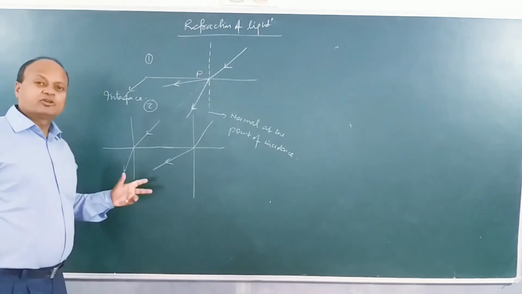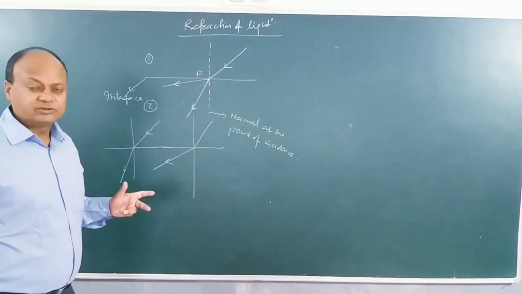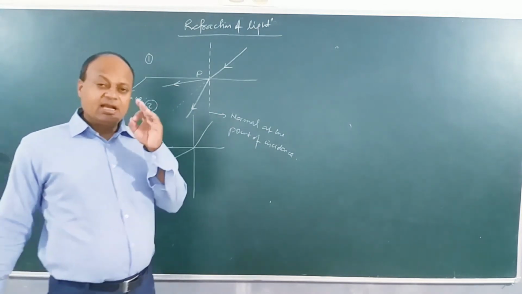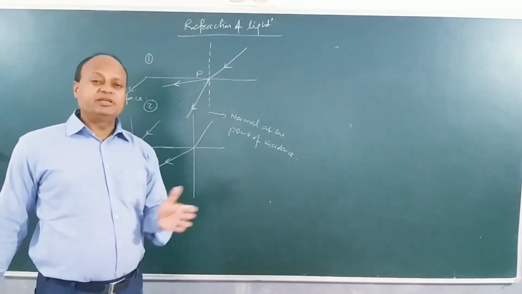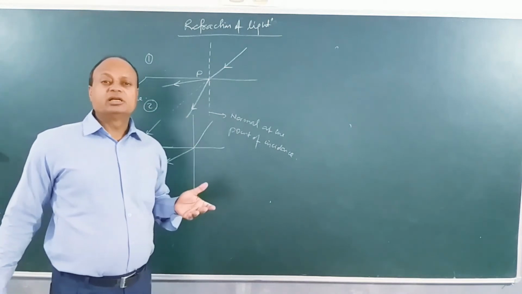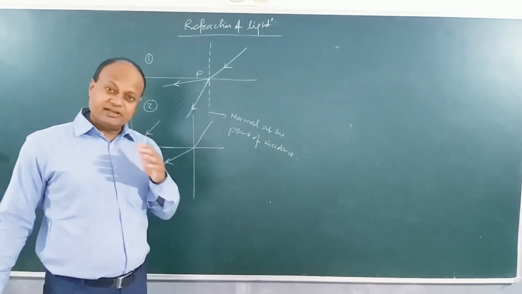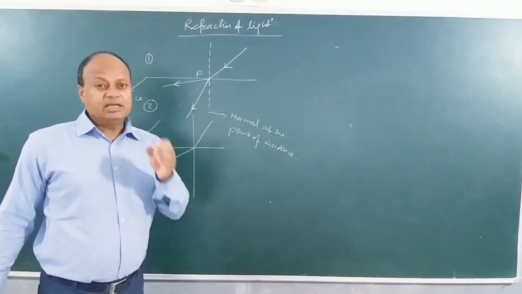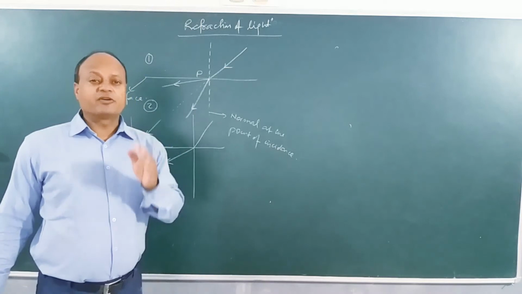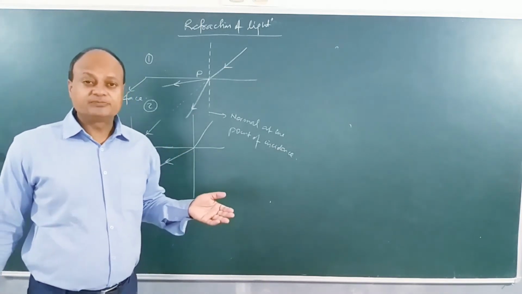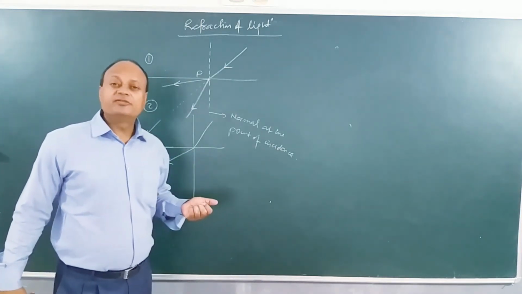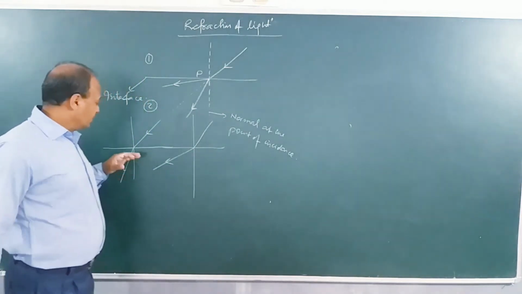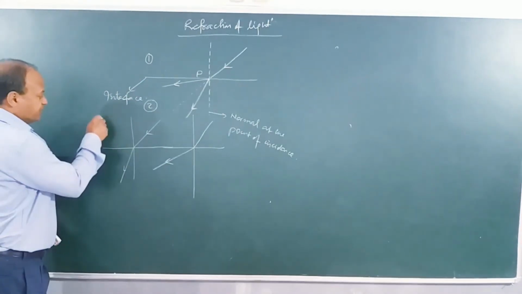This phenomenon is what we call refraction of light. So what is refraction of light, children? Bending of light as it travels from one medium to another is called refraction of light. Or you can define it like this: as light travels from one medium to another, it deviates from its original path. This is called refraction of light. Now, there are two things that can happen. Remember, this is medium 1 and this is medium 2.